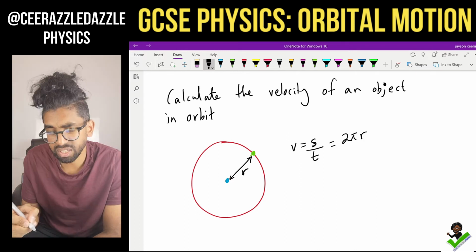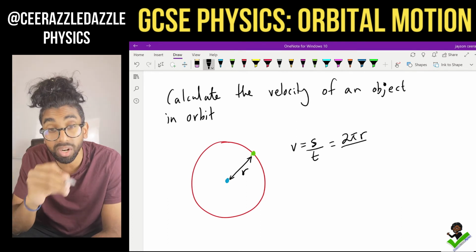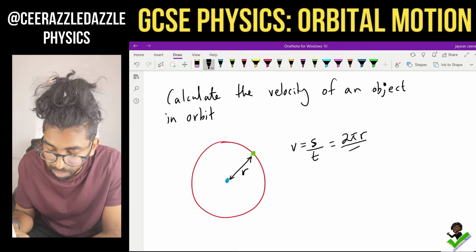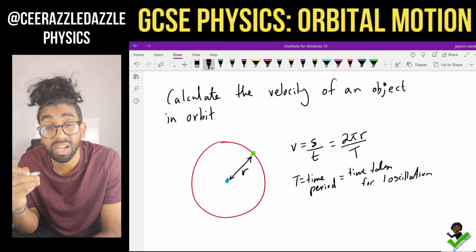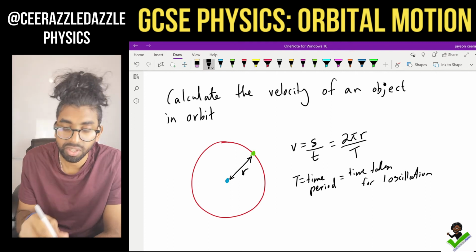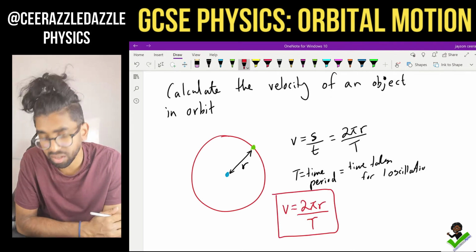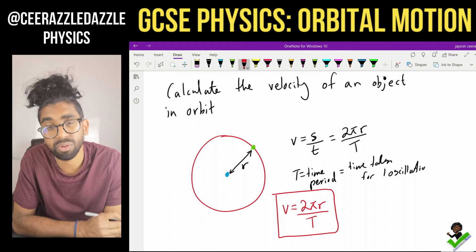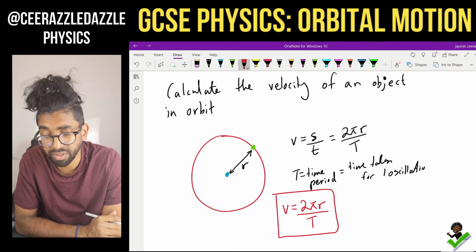Look carefully. It is equal to 2 pi r divided by the time taken to make one oscillation, which is known as the time period, if you've forgotten. So T is equal to the time period, which is the time taken for one oscillation. Right, so we have another formula now. It's going to be v is equal to 2 pi r divided by T. Easy stuff.